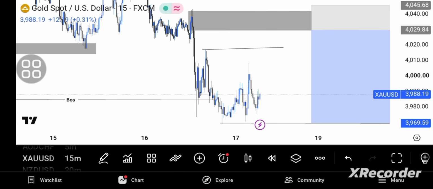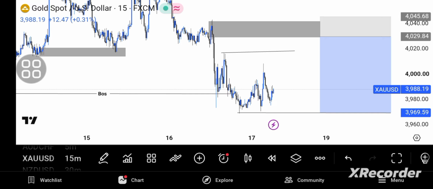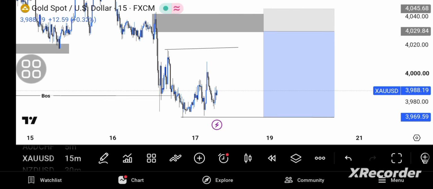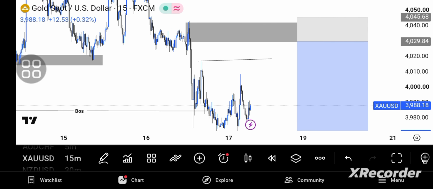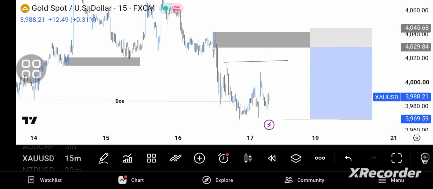Well, today is actually Friday, the weekend, so I don't think gold should trigger. If it were to trigger today, this trade would have to be held throughout the weekend.